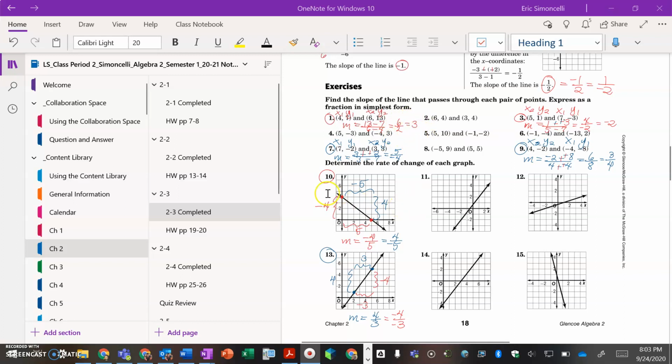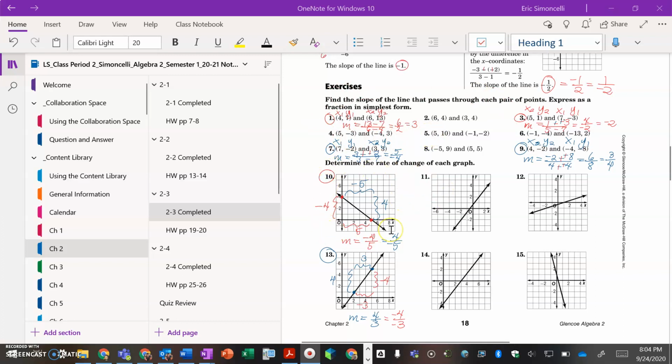I'm going to jump down to number 10. I still want you guys to take a look at those circled questions that I've completed. But on number 10, it says determine the rate of change. On the last set of problems, it was more or less the same thing, but finding the slope as they described it using the formula.